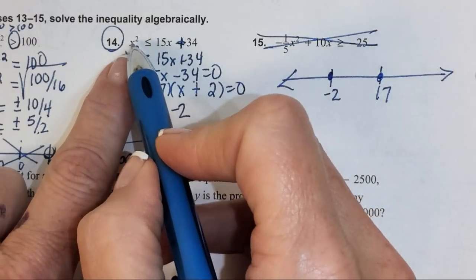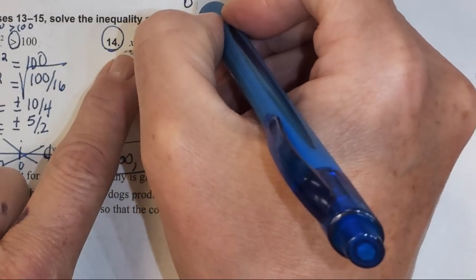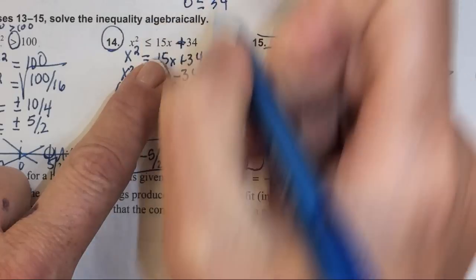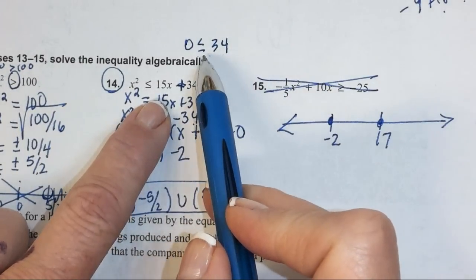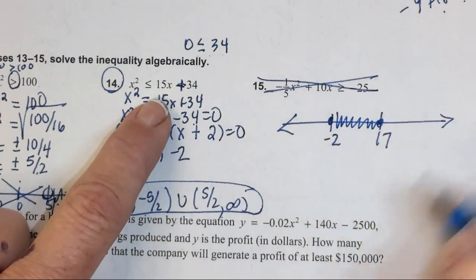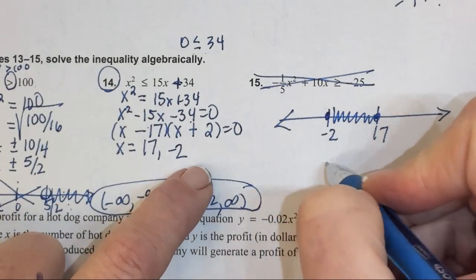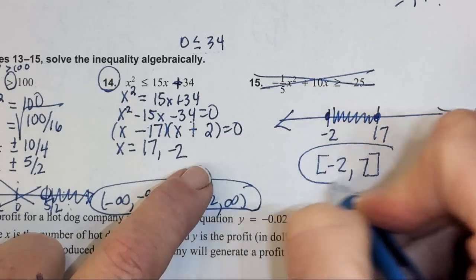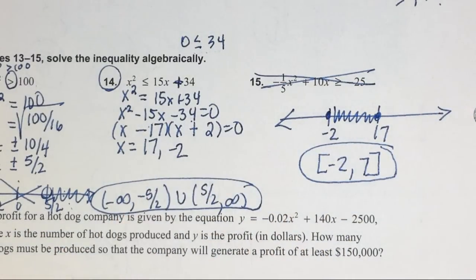What would be an easy number to check? 0. So I'm going to go back to my original. Is 0 less than or equal to 0 plus 34? Is that a true statement? Yeah. So in between here works. To write those solutions then, it's going to be in between -2 and 17. Those are going to be the solutions that work. Questions there?